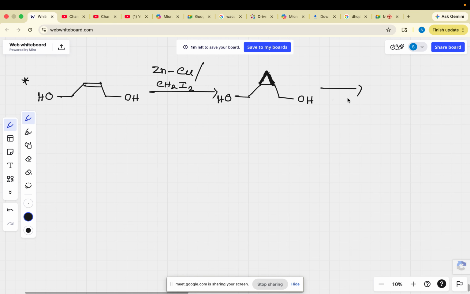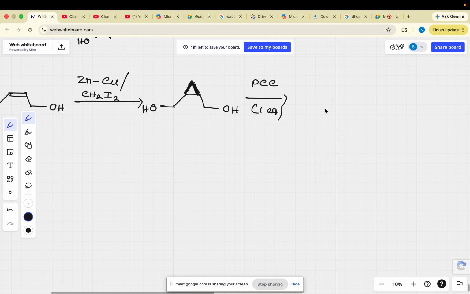Next, we have given PCC, but only one equivalent. So what will happen? This is your primary alcohol, right? So this primary alcohol will oxidize to what? Aldehyde. So this is an aldehyde, a double bond O hydrogen, and on this side you have CH2OH. So now what is possible?